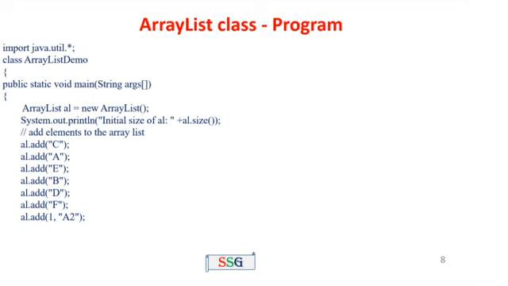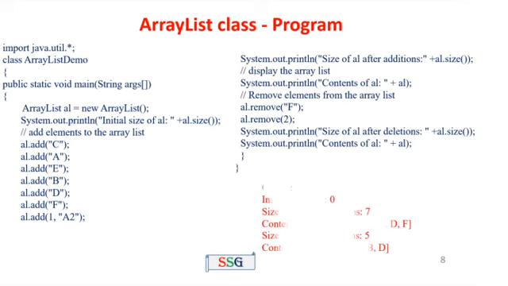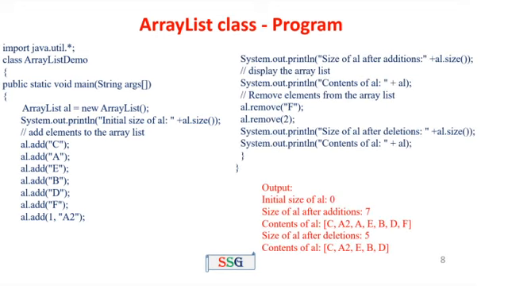Okay. Next, System.out.println, initial size of the array. Now the object is created, and no data is available in the array. That means the initial size of the array equals al.size. Here al.size gives the output, initial size of al equals 0. Next one, add elements to the array list.